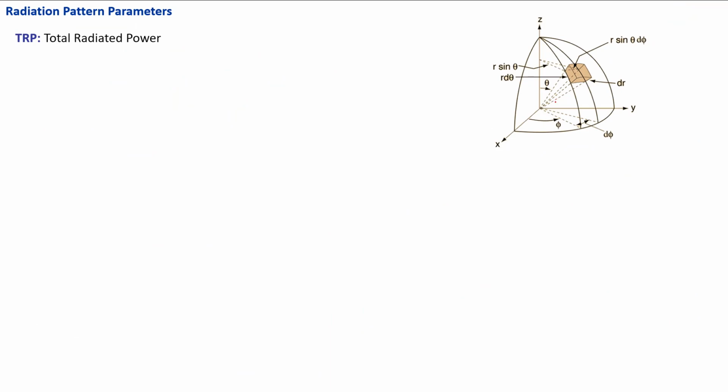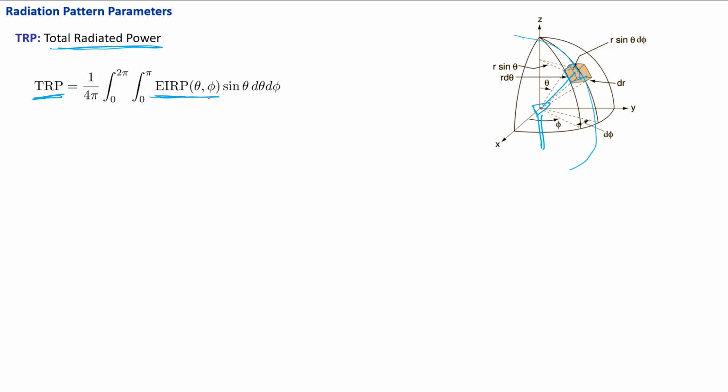Now, if we get the EIRP in a particular direction, and if we were to integrate that over the entire three-dimensional volume where the antenna is effectively radiating, then we get what is called the total radiated power, or TRP. So we are essentially seeing the effective isotropic radiated power in a particular direction and integrating it over the entire 3D volume, with 4 pi being the solid angle of a full complete sphere where the integration is performed. This is going to be the total radiated power.